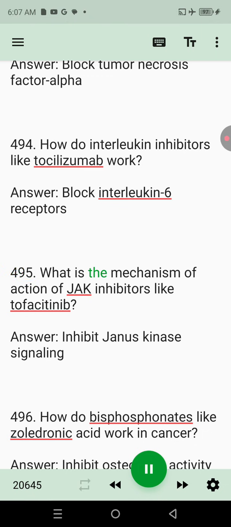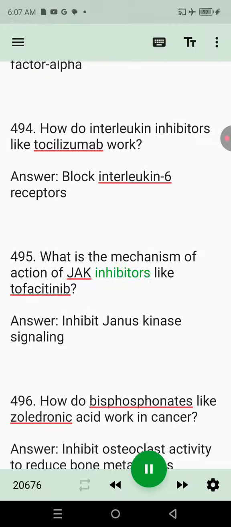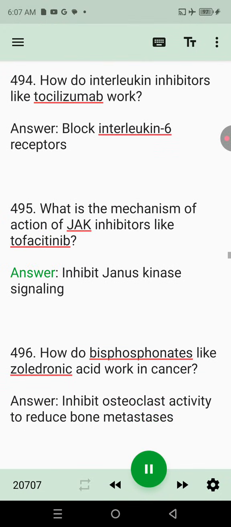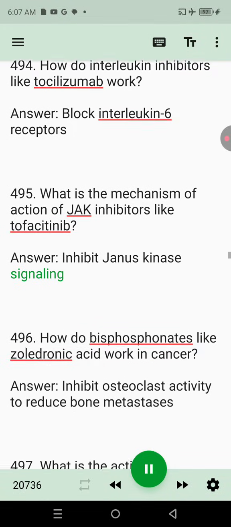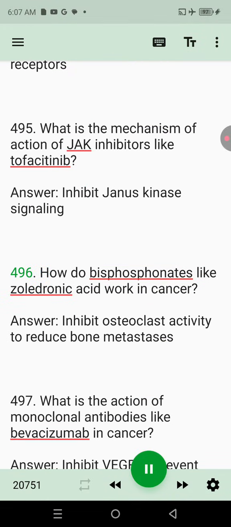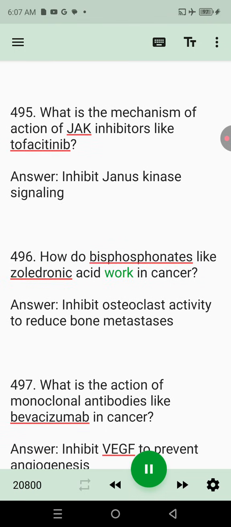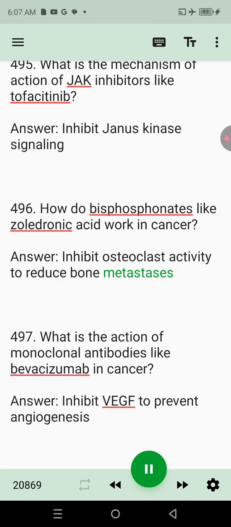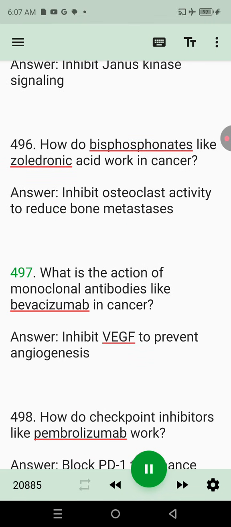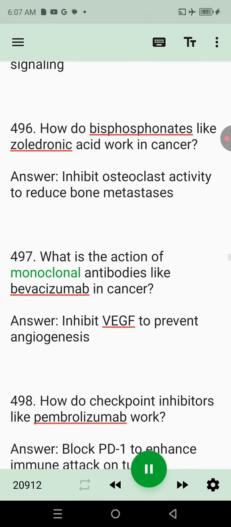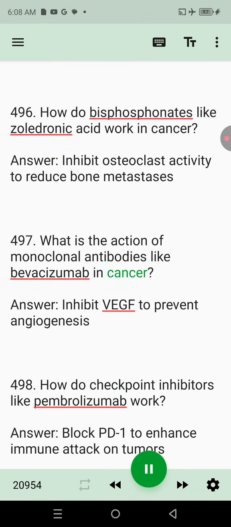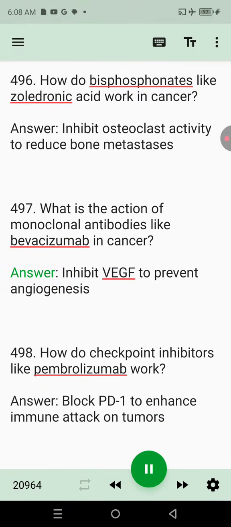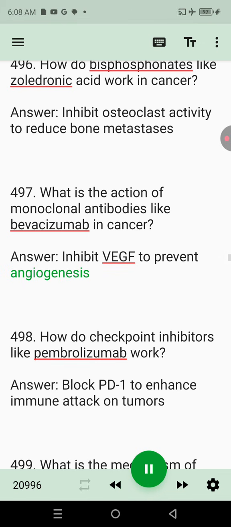495. What is the mechanism of action of JAK inhibitors like tofacitinib? Answer. Inhibit Janus kinase signaling. 496. How do bisphosphonates like zoledronic acid work in cancer? Answer. Inhibit osteoclast activity to reduce bone metastasis. 497. What is the action of monoclonal antibodies like bevacizumab in cancer? Answer. Inhibit VEGF to prevent angiogenesis.